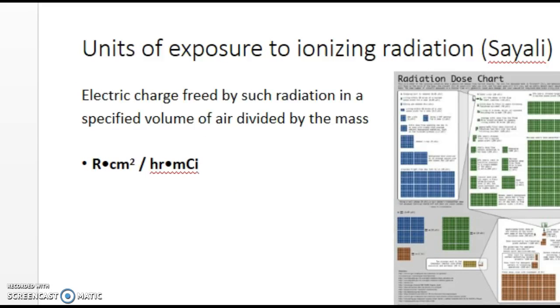Electric charge freed by such radiation in a specified volume of air divided by the mass. R times cm squared divided by 8 hours times mCi.